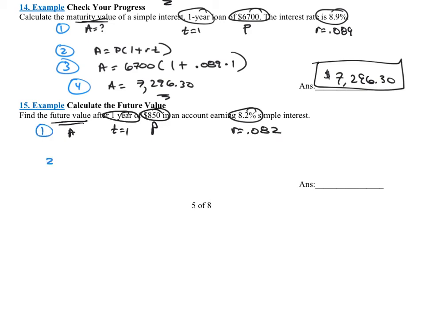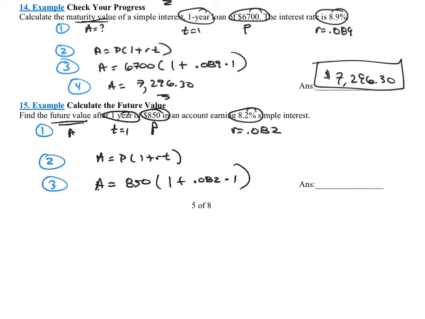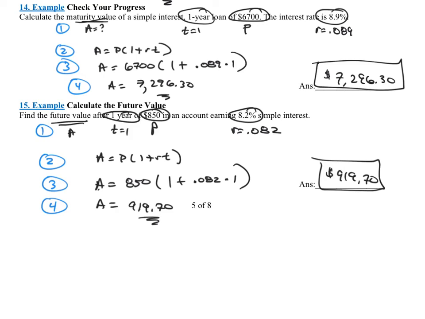I've identified my variables. Let's write down that formula. A equals P times 1 plus RT. How much money would I have in this account? Well, let's plug in the numbers that we know. A would then equal P, which is the $850 you put in the account. 1 plus R, which is the interest rate of 0.082, times T, which is 1 for 1 year. Close those parentheses. Let's see what our calculator gives us. A equals, I'm getting a total amount, should be more than $850, and it is. I'm getting $919.70, rounding to the nearest cent. $919.70. Absolutely reasonable, just a little bit more than $850.